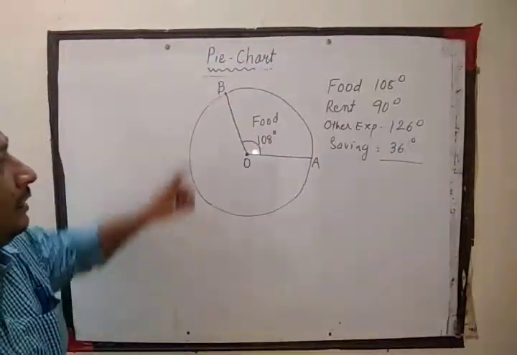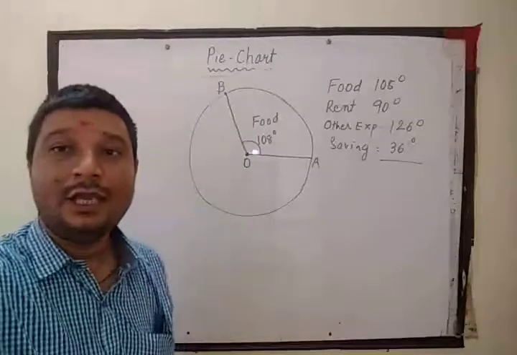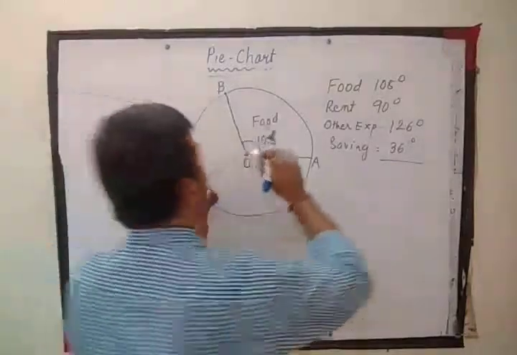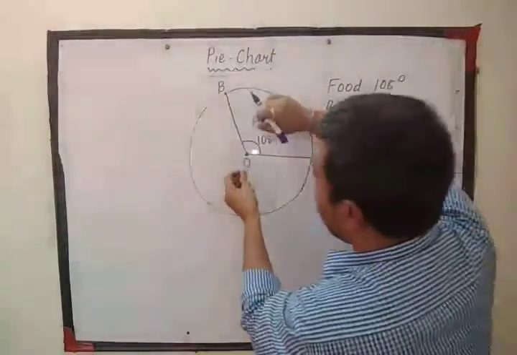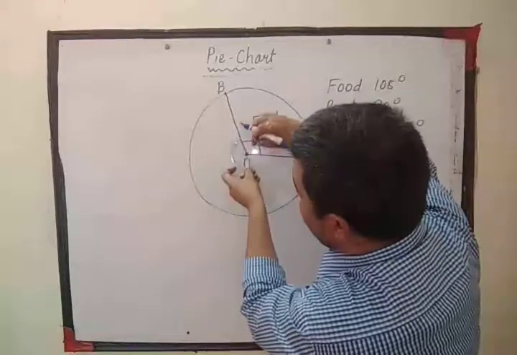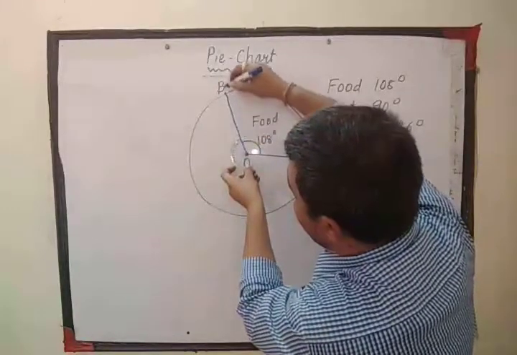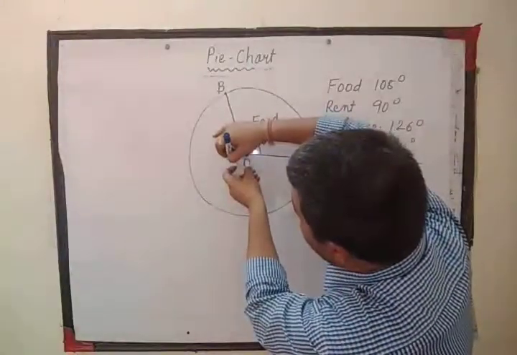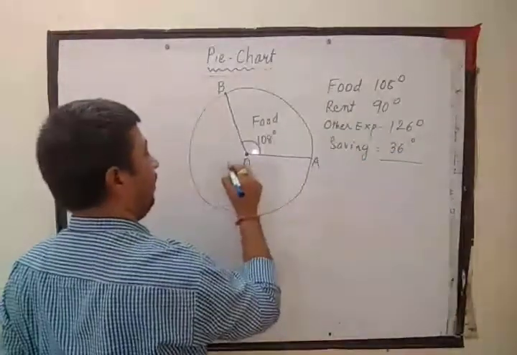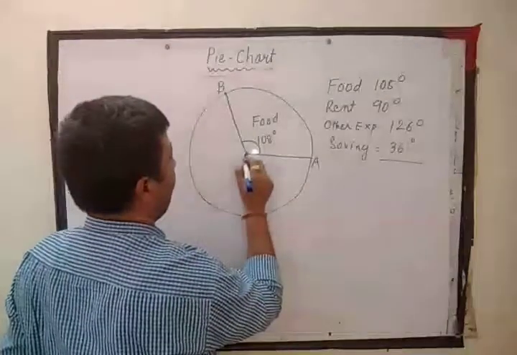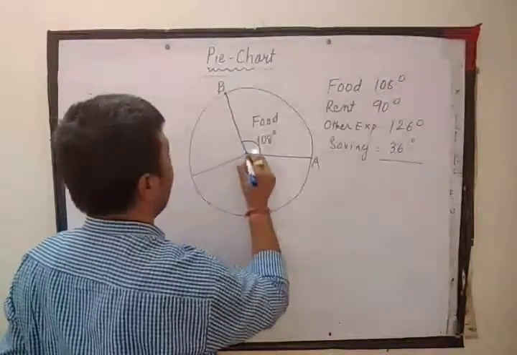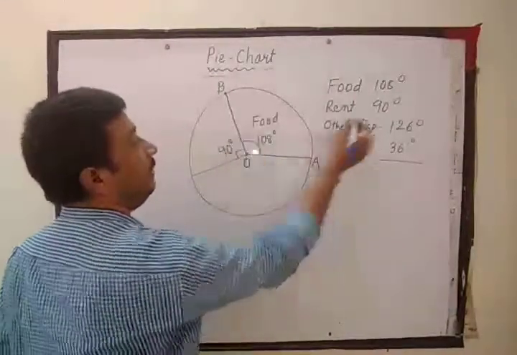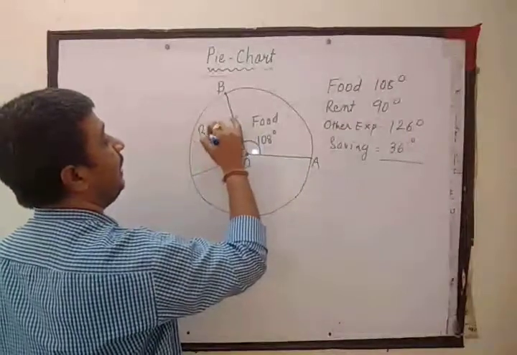Clear? Then taking OB as the 0 radius, I will put the protractor like this, center O here on the radius OB, and then I want 90 degrees. So 90 degrees will be here, and then I will draw a line passing through it. It will be exactly 90 degrees from here. So this is 90 degrees, and that is the rent part.